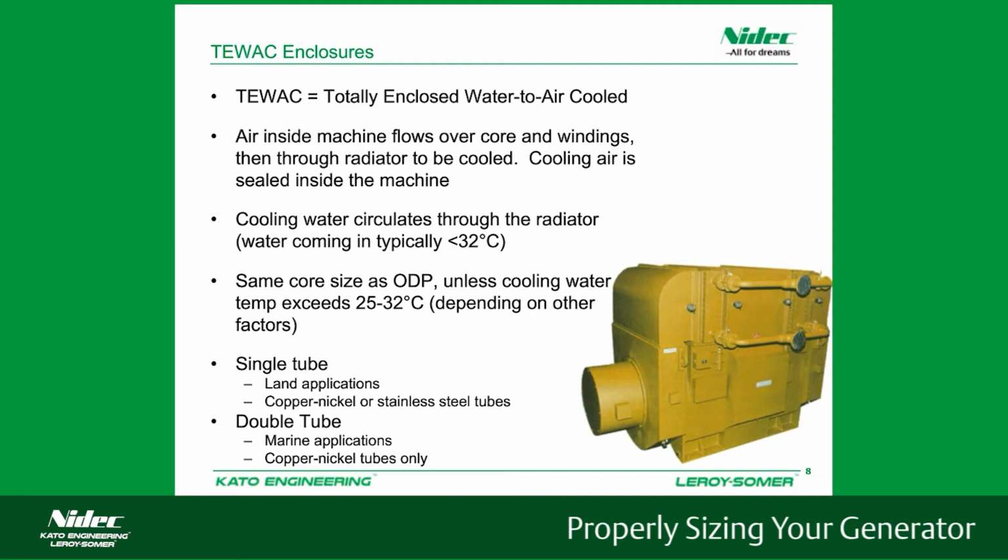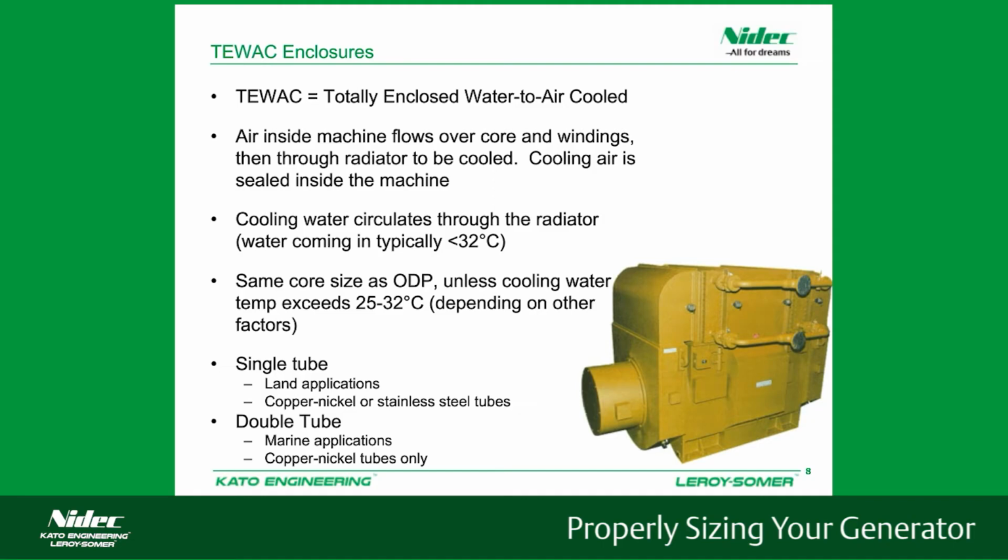The cooling water that circulates through is typically less than 32 degrees C. We can get it down to the same core size as an ODP unless the cooling water exceeds 25 to 32, depending on some other factors, including sizing of the machine and whether it's single tube or double tube.